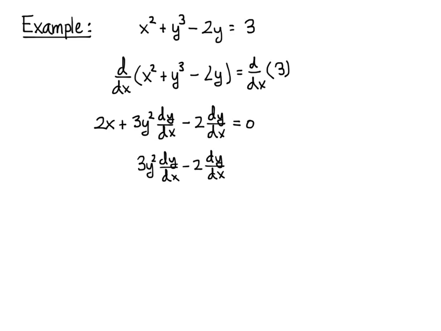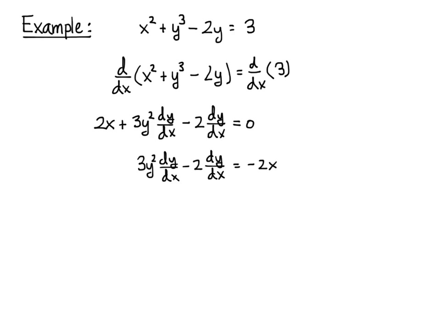And the derivative of 3, a constant, is 0. Okay, so now I want to solve for the derivative. The way this works, when we have these expressions that involve x and y, we're always going to end up with the dy dx as something multiplied by some other expression. So we're going to put everything that has a derivative term in it on the left side, and everything else on the right side.